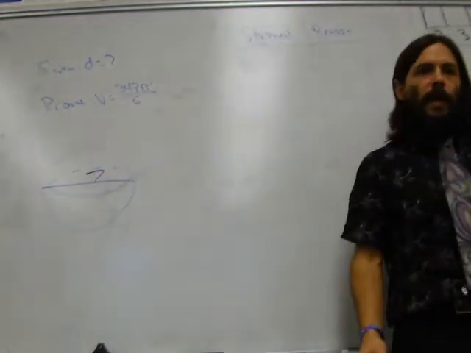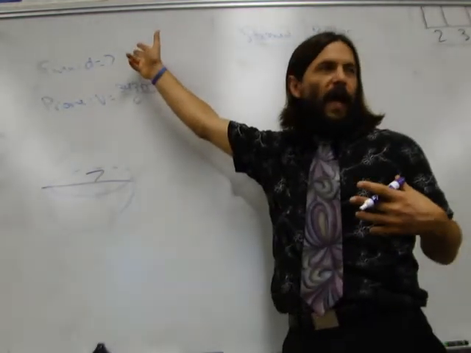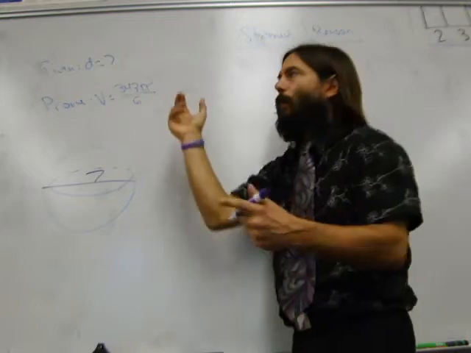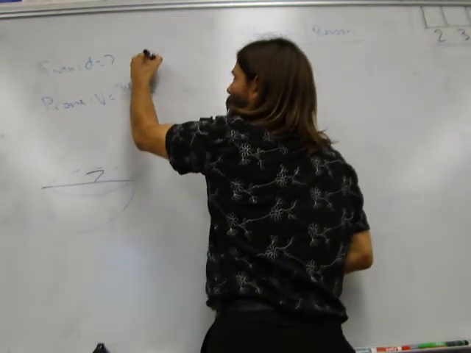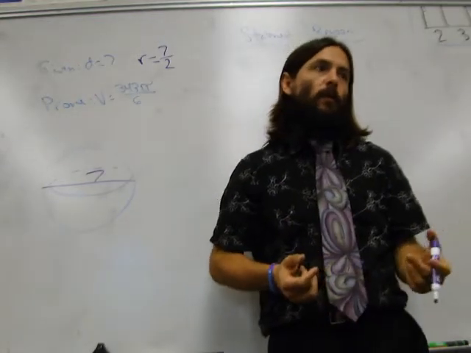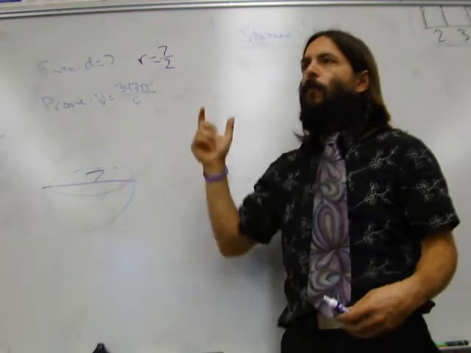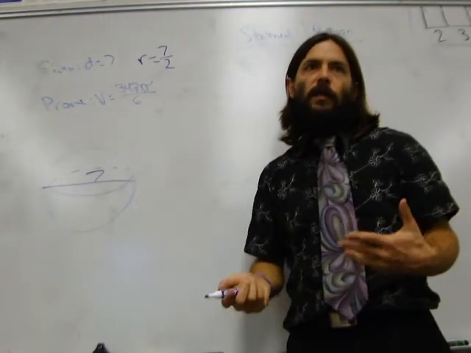We don't need the diameter. What do we need? The radius. So the radius is going to be half of the diameter. So what are we going to say the radius equals? 7 over 2. We say 7 over 2, because if we said 3.5, our math would be more difficult to do. So we prefer this format for the radius if it's an odd number.